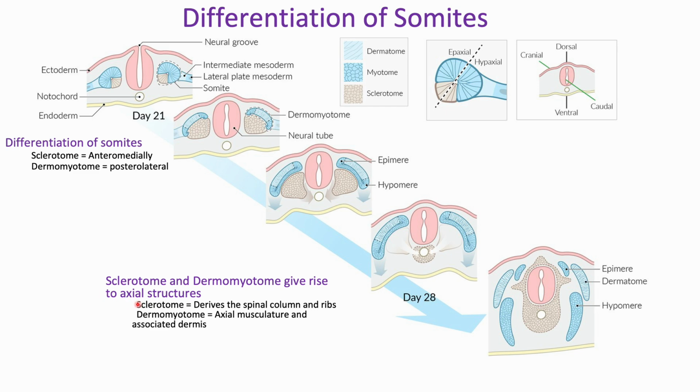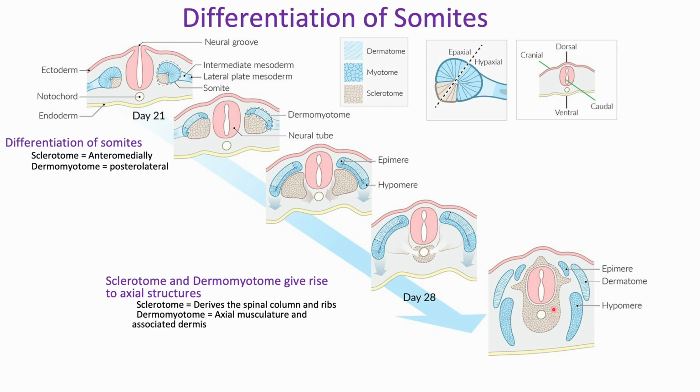So the sclerotome is going to derive the spinal column, whereas the dermomyotome is giving rise to the musculature and the associated dermis. So you can see here, if we look at the sclerotome, that's this tan component, it's going to eventually come and surround the notochord. And it's going to surround the notochord. We'll talk about this in the next slide. It's called the centrum, and that's going to form your eventual vertebral body.